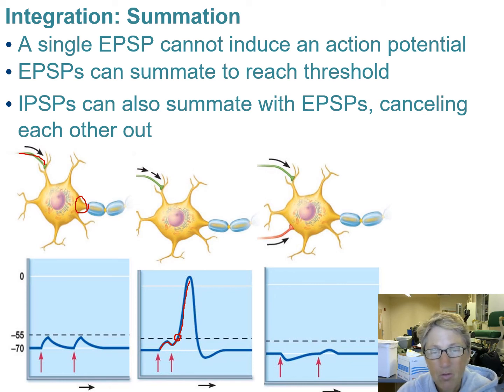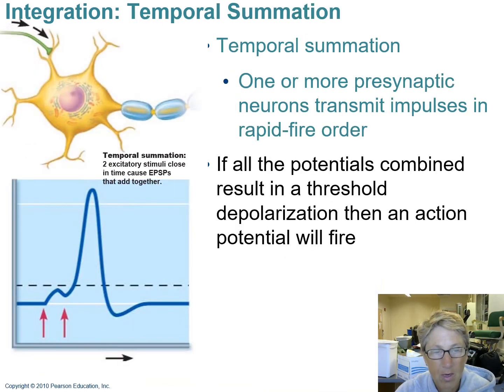IPSPs can also summate with EPSPs, and that's what I said in the previous slide. So if you get a signal, let's say this is a signal that will allow positive charges to come in. This is a signal that will allow negative charges to come in to the postsynaptic neuron. You have 10 positive charges coming in here, 10 negative charges coming in here. They cancel each other out, and you don't get a firing of the action potential beginning at the axon hillock.